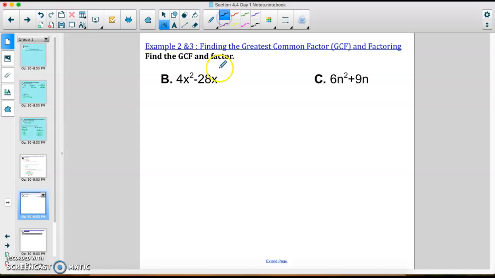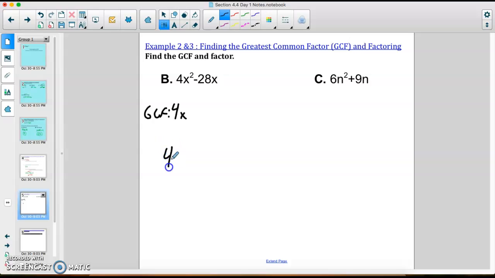All right, here's another one. Think about what we can take out for the numbers. Well, we can take out a 4, it goes into both of them nicely, and then they both have an x, so we take out an x. That's our GCF, our greatest common factor. So the biggest thing we can take out of both things.